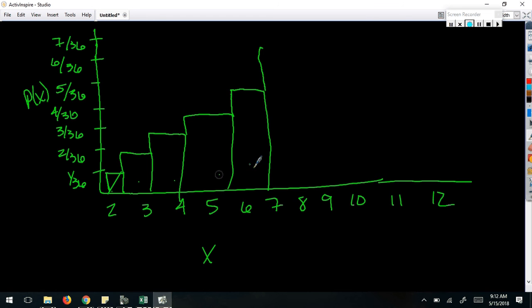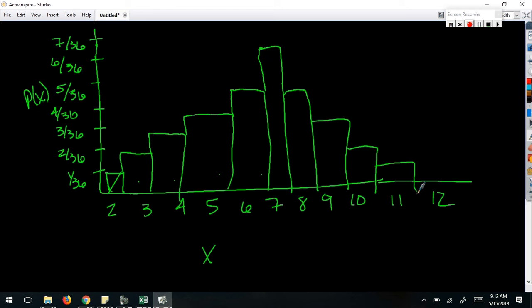2, 3, 4, 5, 6, 7. And then 8, 9, 10. This is the crappiest bar graph ever, but you get the point that I'm getting to. The shape of this is what we call symmetrical because it's equal on both sides, right? If you cut it down the middle, it would be the same. We describe the shape of probability distributions. This one is symmetrical. Do you see why it's symmetrical?